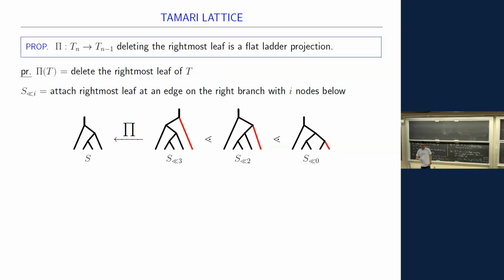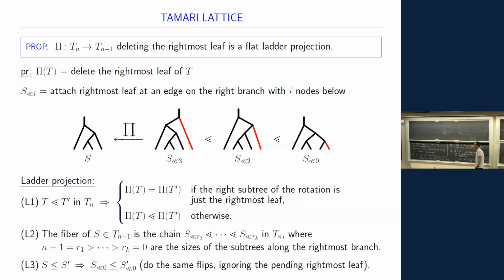So what is the converse? If I have a tree S and I want to take something in its fibers, then I just have to attach the rightmost leaf somewhere along the right branch, right? And I encode where I attach it by the number of nodes that are below the node where I attach. So I attach somewhere along this right branch on one of these edges. For example, if I attach here, I get this one. I have 2 nodes below where I attach, so I call it S insert 2.